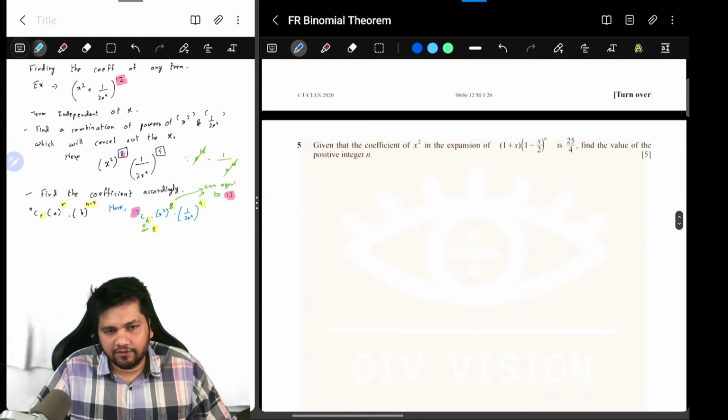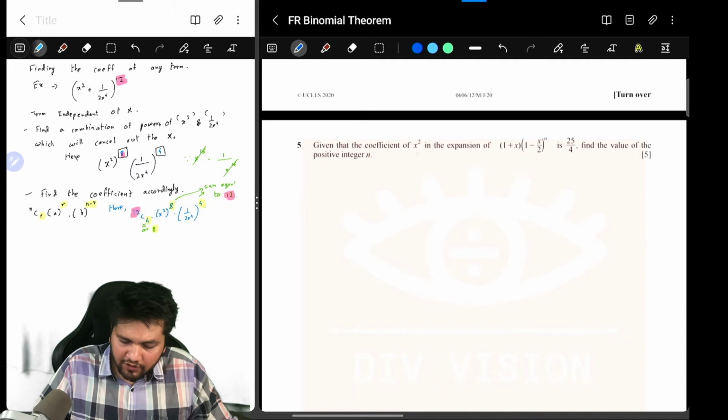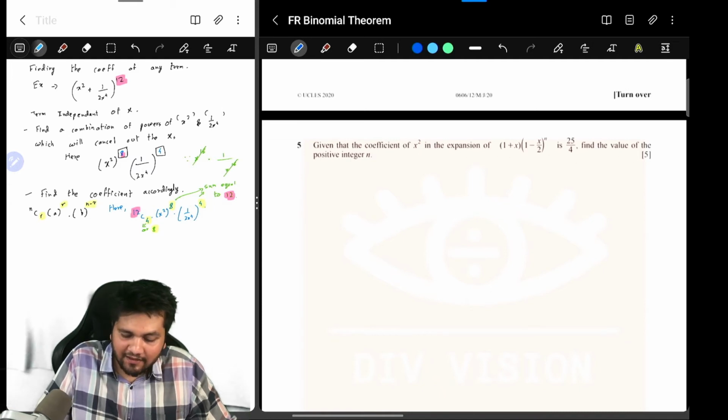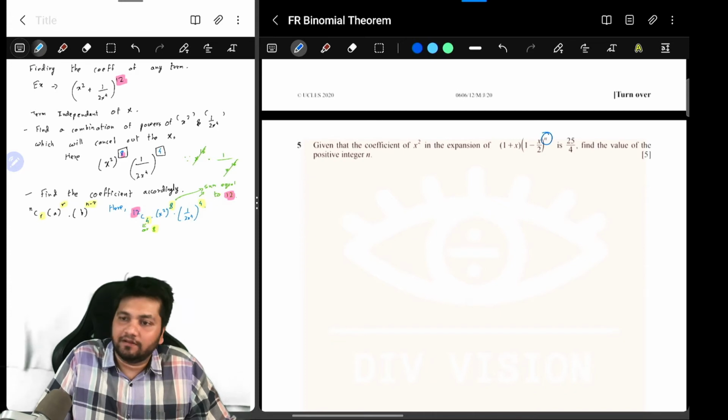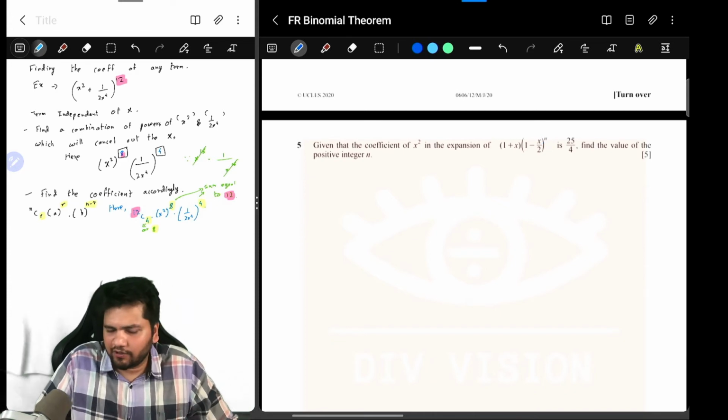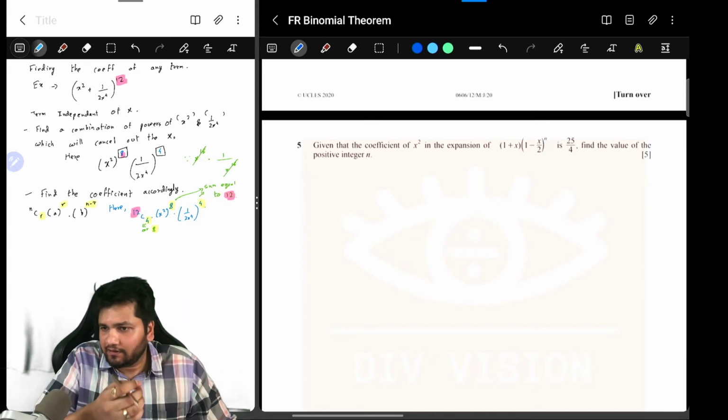This is another different question. This is another type of question where it is given that the coefficient of x square in the expansion of this thing is 25 by 4, find the value of n. So this time they are asking you to find the power n. Generally they ask you the coefficient and all, but in this question they asked you the power.